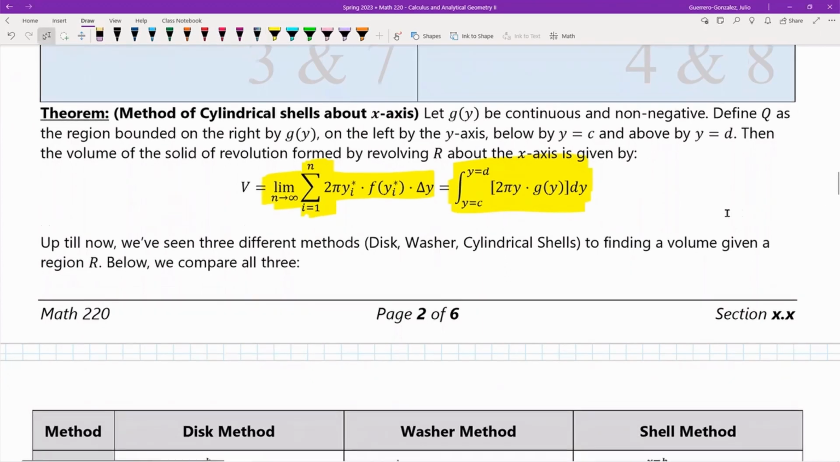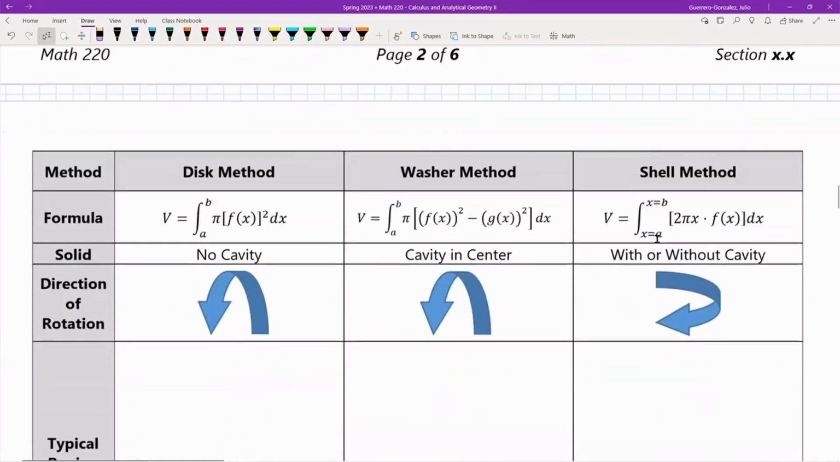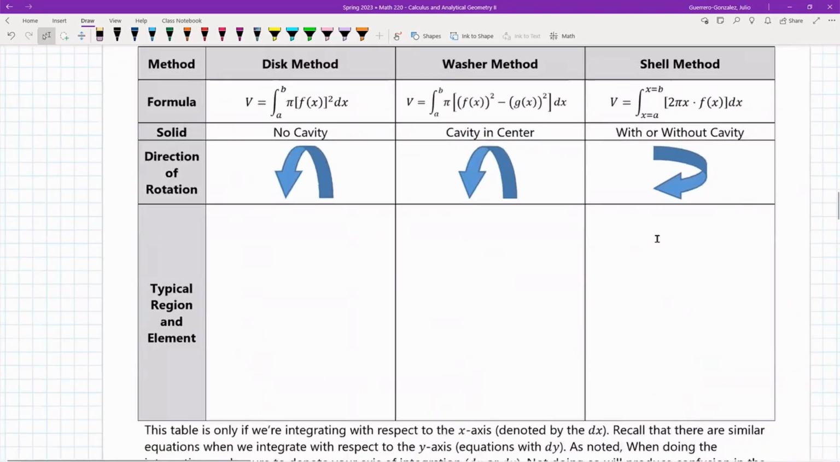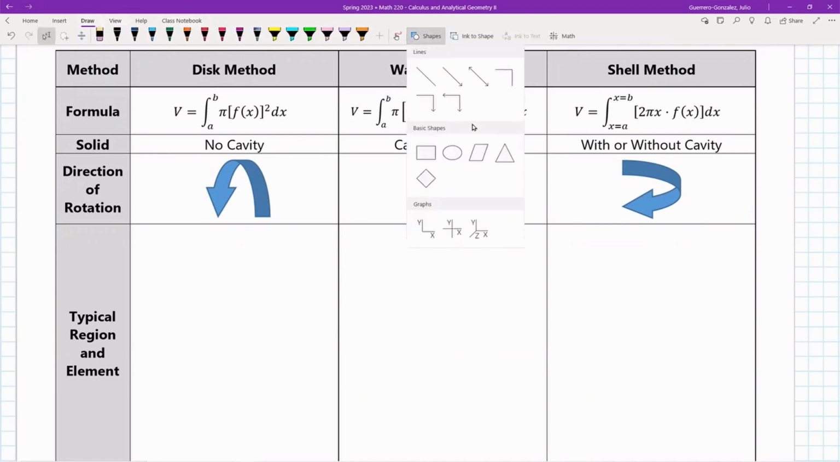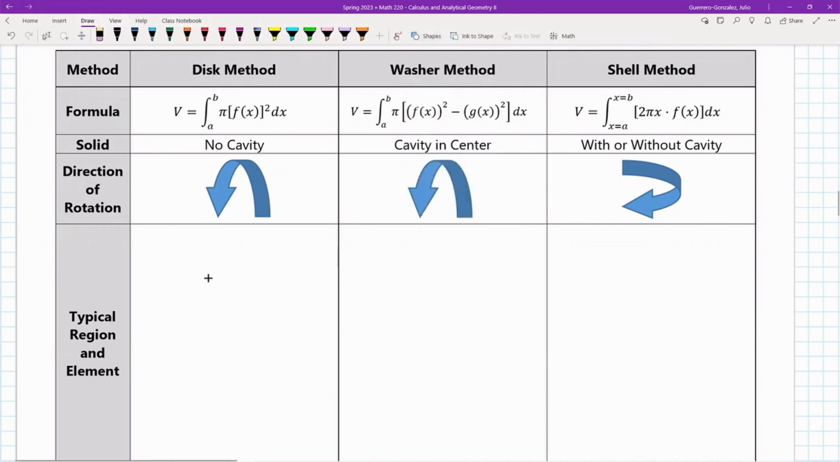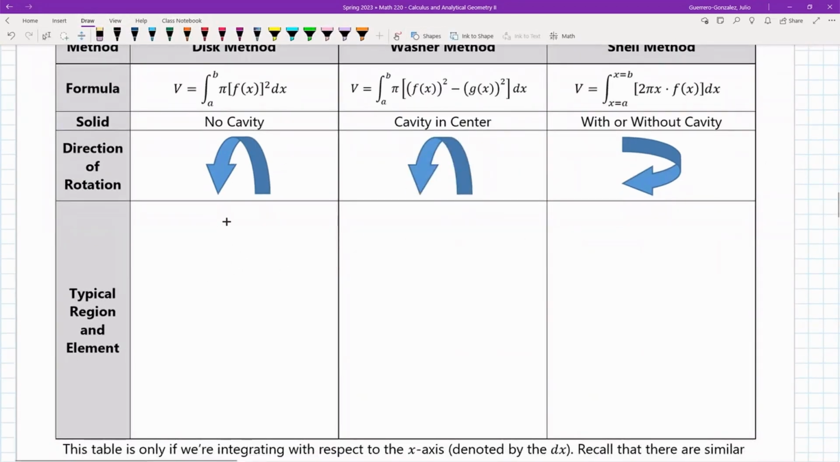Up until now, we have three different methods to find volumes. Two of them we did in the last section, and now we're covering the very last one, the shell method. What I want to do is show how each one of these shapes looks and how they work, so I'm going to slap down an X and a Y here.